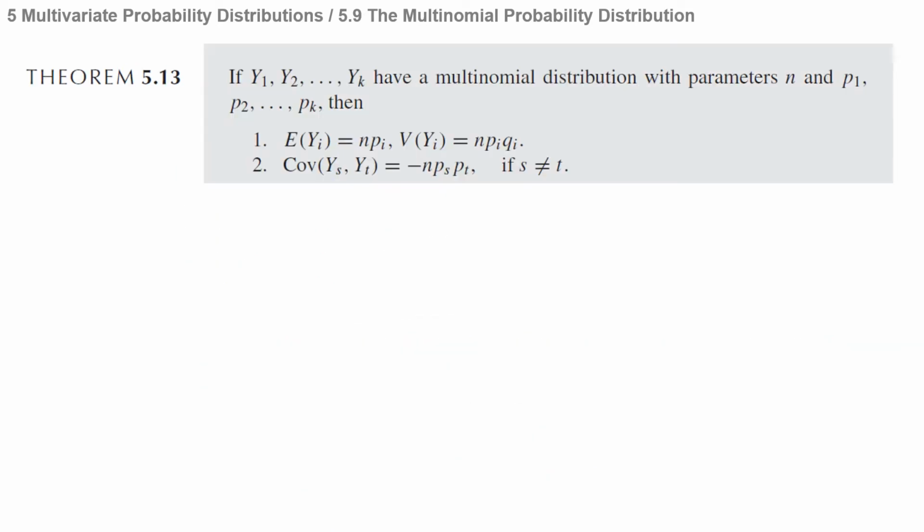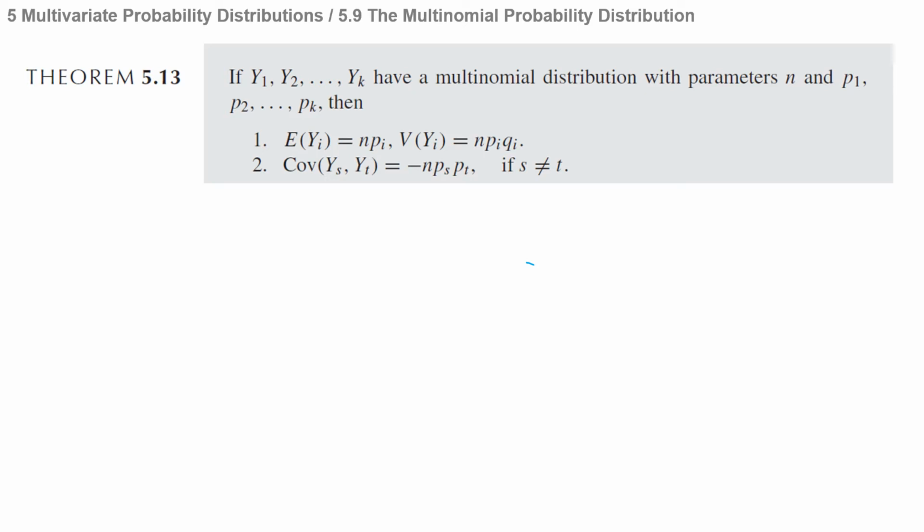Okay, let's move on to theorem 5.13. If Y1, Y2, ..., Yk have a multinomial distribution with parameters n and p1, p2, ..., pk, then number 1, the expected value of Yi is equal to n times pi, and the variance of Yi is equal to n times pi qi. And number 2, the covariance of Ys and Yt is minus n times ps pt.